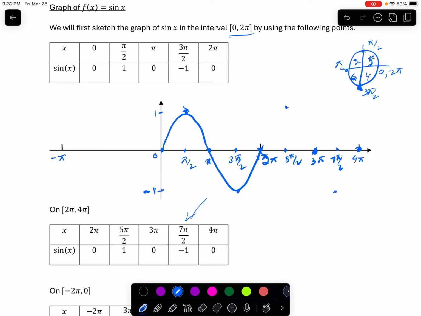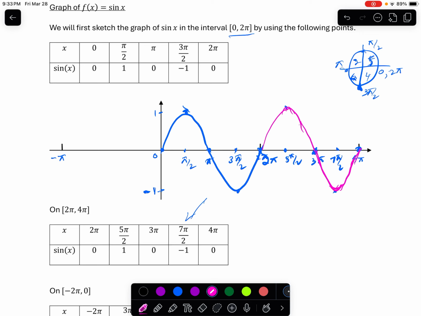So again, we draw the piece. Okay, let me use another color. This is the highest point. There we go.